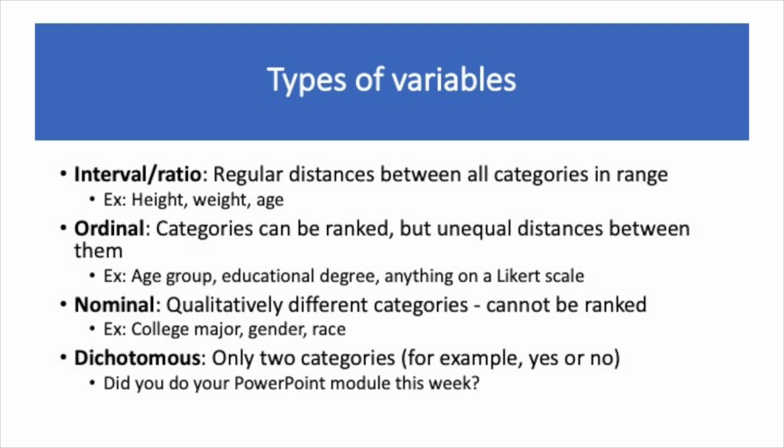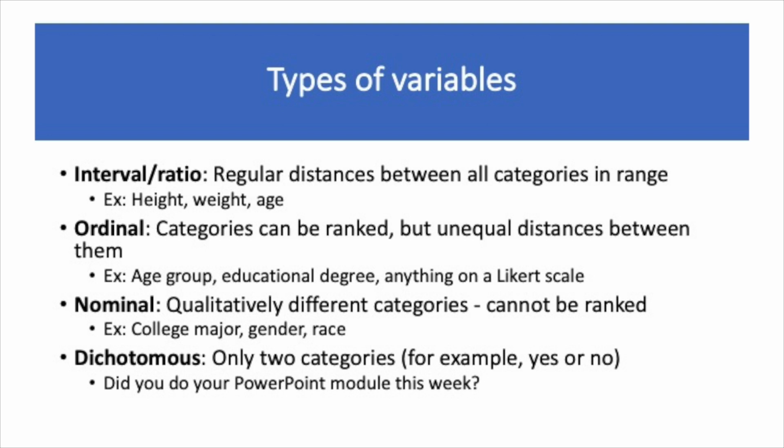Income, if we're just looking at absolute dollars, how much our participants make in a given year, that would be interval ratio. It's a continuous measure. Now, let's go on to the next one, and that is an ordinal variable. Ordinal variables are different from interval ratio because ordinal variables are ranked categories. And the defining characteristic of an ordinal variable is we have unequal distances between our categories.